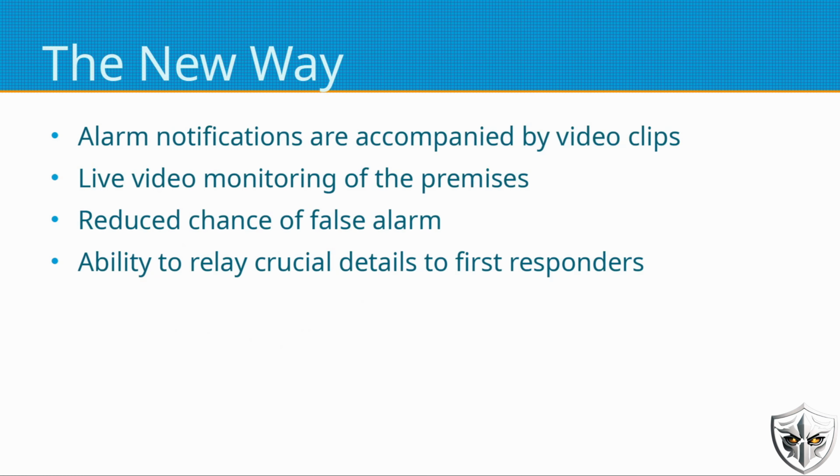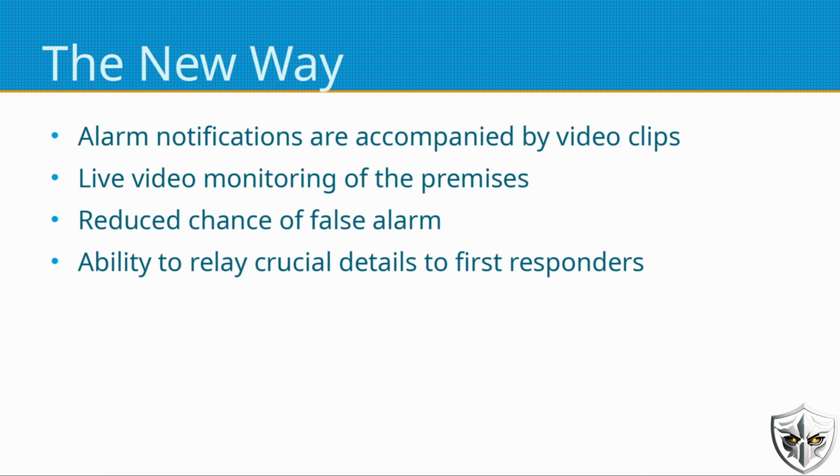So the new way we want to talk about today is video verification. In this case, alarm notifications are accompanied by video clips. And so what happens is your front door sensor goes off, and in addition to your alarm monitoring company getting that notification, they also get clips of the video of the cameras that look at that door. So they can review that video and see what's happened. They also typically are granted live video monitoring of the premises, and it's usually only for a short period of time, but it allows them to see not just what happened, but also what's going on currently. And this helps to reduce the chance of a false alarm.